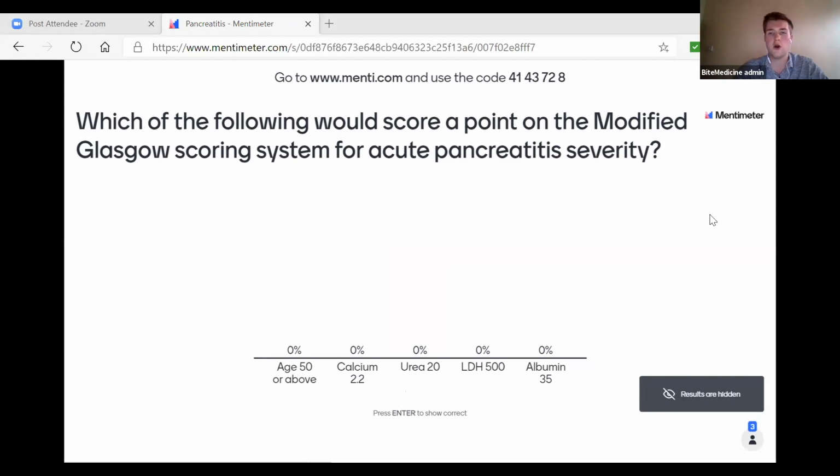Okay, so which of the following would score a point on the modified Glasgow scoring system for acute pancreatitis severity? So we're stepping up the difficulty a little bit here, guys. So we want to know the modified Glasgow scoring system for acute pancreatitis severity. Which of the following parameters would score a point? Is it age 50 or above, a calcium of 2.2, a urea of 20, an LDH of 500, or an albumin of 35? So I'll give you a couple more moments to vote, and then we will reveal.